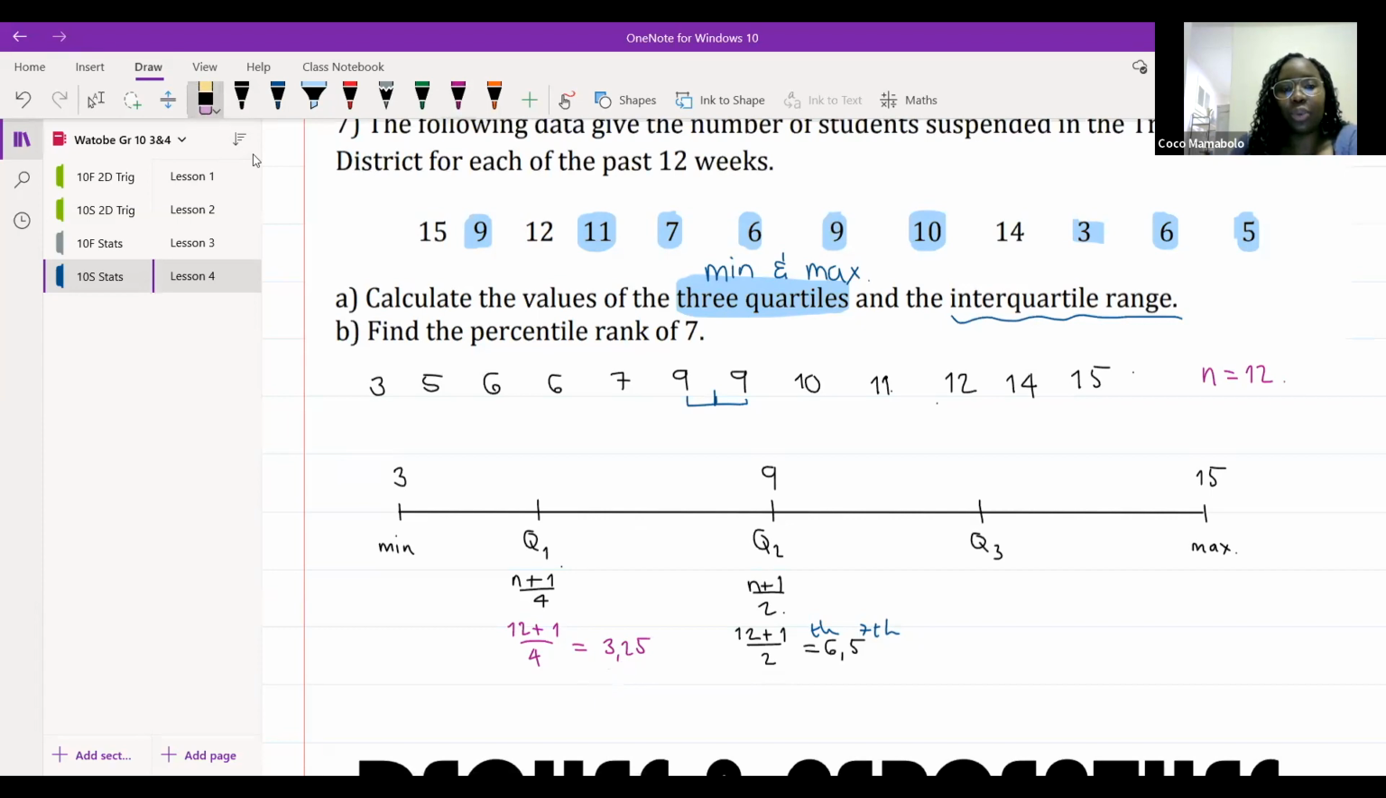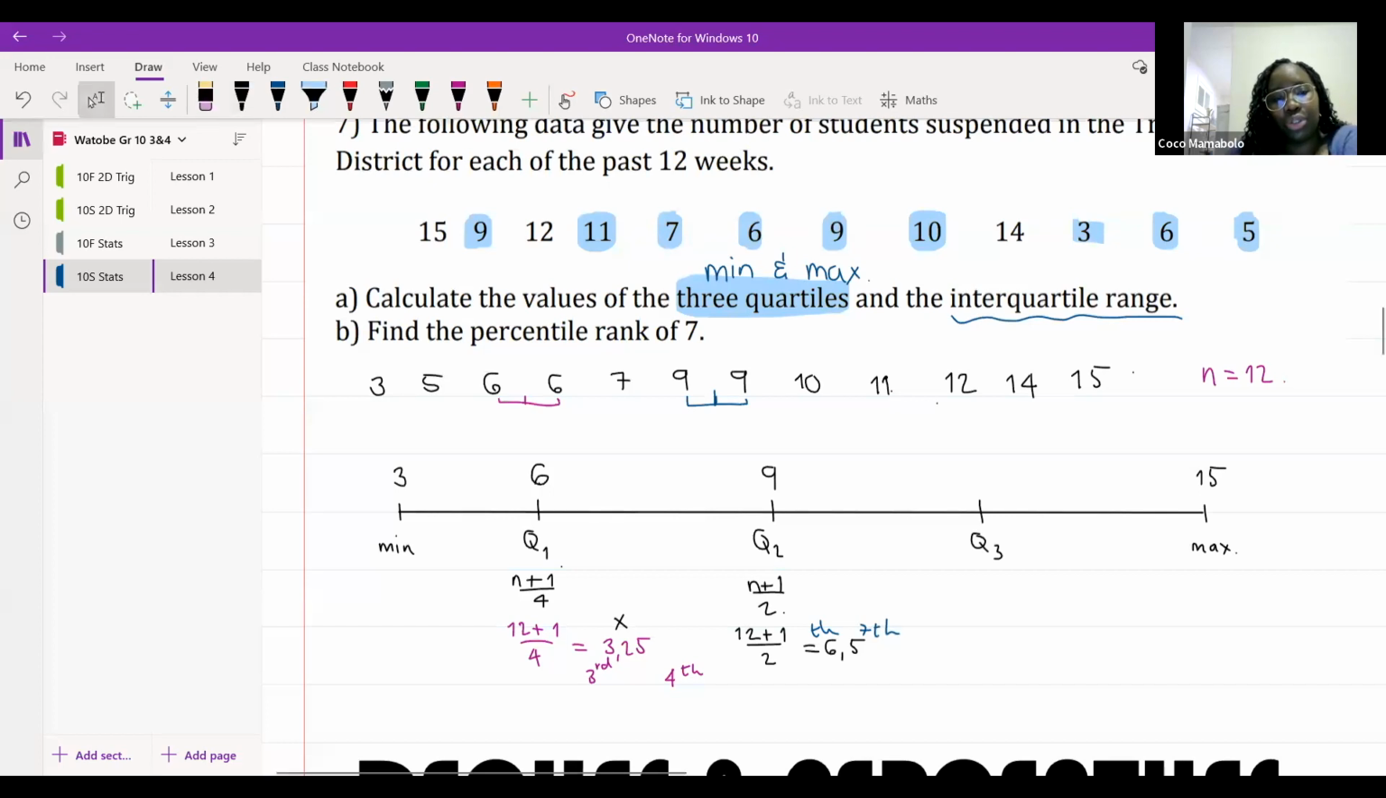Okay, and this is where I knew we were going to have fights. We do not round off. What we need to do is go find the number in between the third and the fourth position, because 3,25 is in between the third and the fourth number, right? Because it's our position, that tells us that it's in between the two. So we're going to have to go to the number between the third and the fourth position. 1, 2, 3, 4. I know that the answer is still 6, but it's not always going to be 6. All right, so our Q1 is 6.